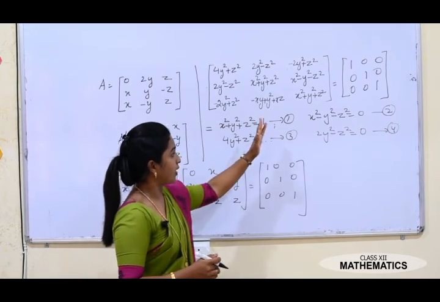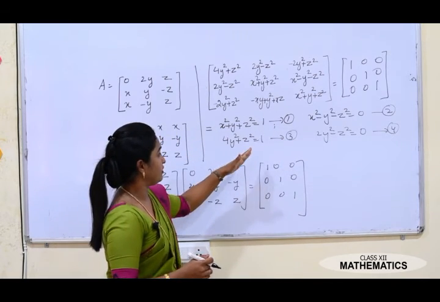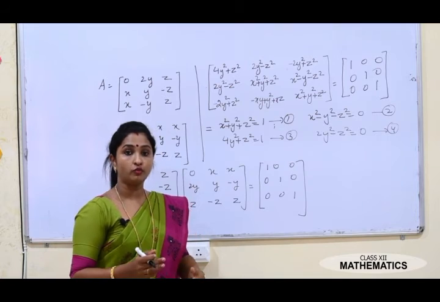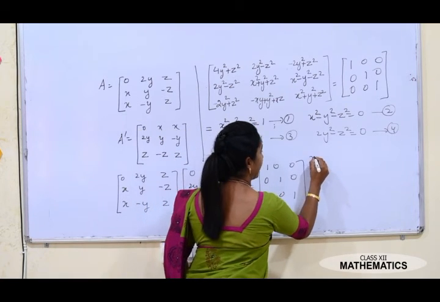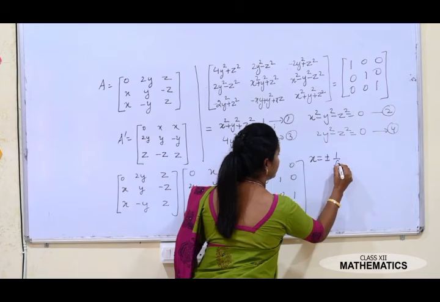When you solve 1 and 2, you will get the value of x. And when you solve 3 and 4, you are going to get the values of y and z. And finally, you are going to get the answer as plus or minus 1 by root 2.